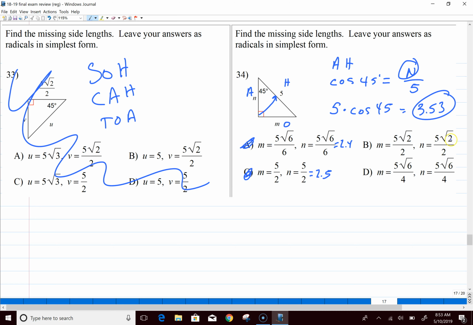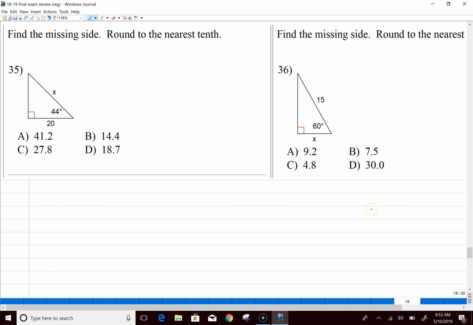So let's try 5 square root of 2 divided by 2. 5 square root of 2, divide that by 2. There you go, 3.53. And this is different, so they're going to be different. So it means that B is the answer. Right. Oh, easy stuff.